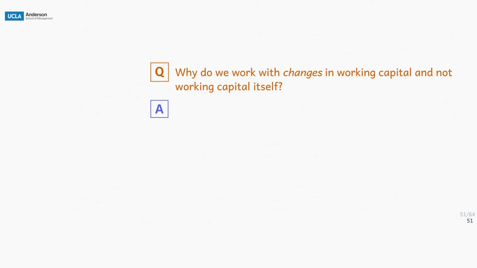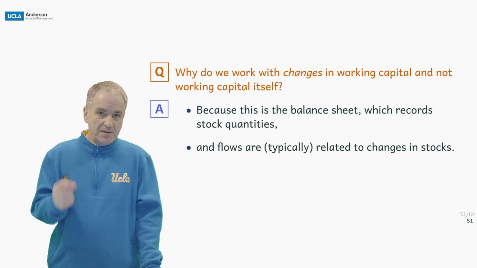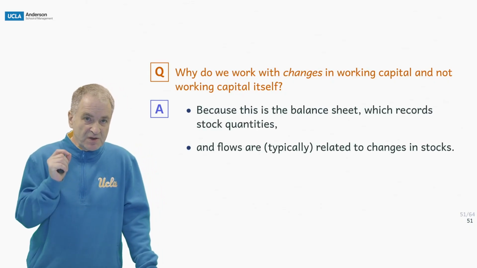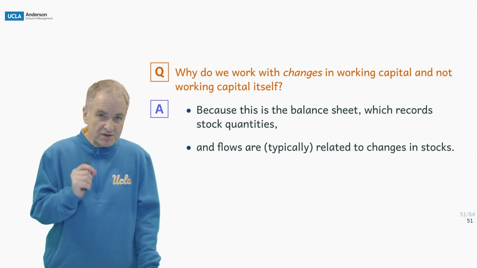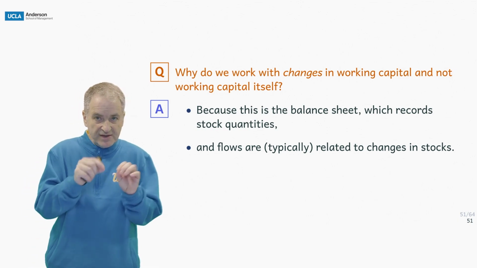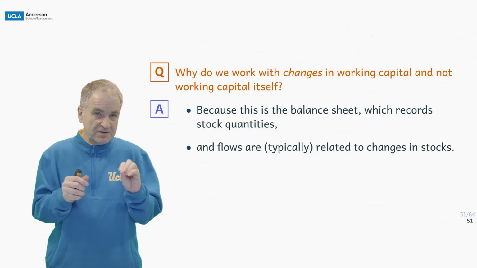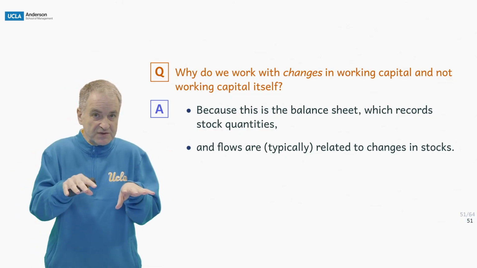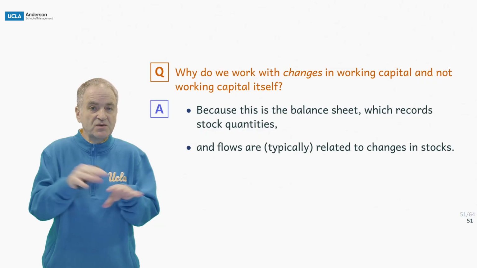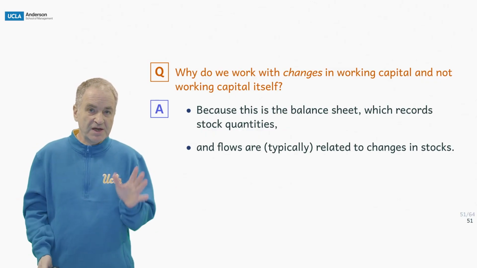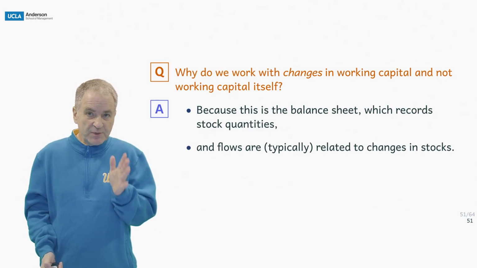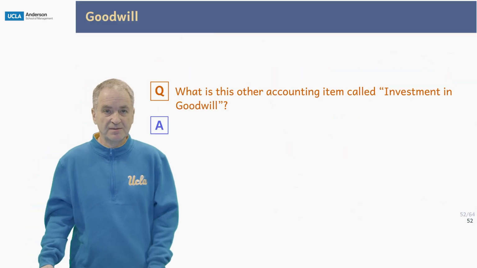Please pause this video now, answer the question on a piece of paper, and then continue. Because this is the balance sheet which records stock quantities, and we are interested in the flows, that is, how things change from year to year. So if you always have $100 outstanding as accounts receivables, in this case, no extra money has to come in and out for that. So flows are typically related to changes in stock.